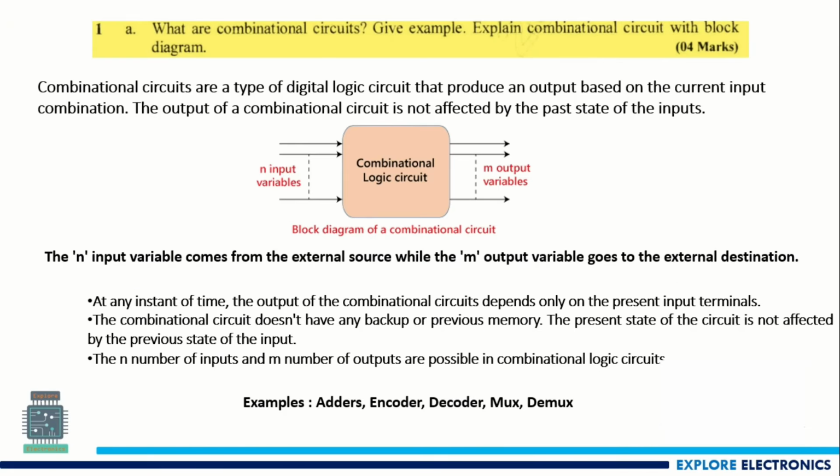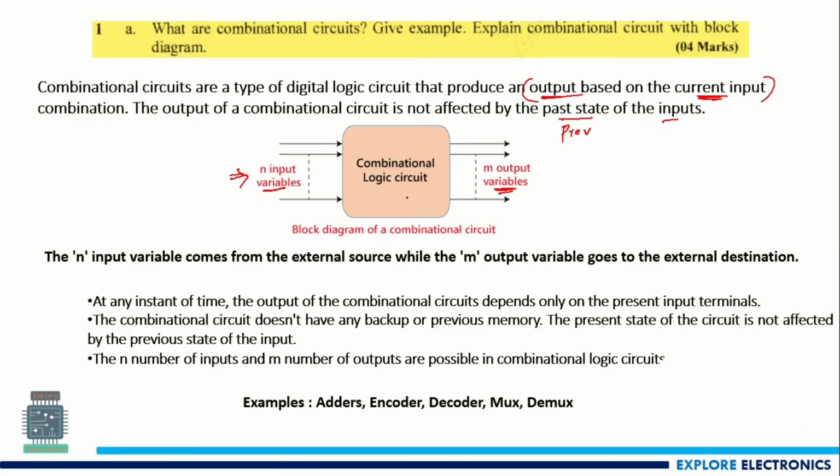What are combinational circuits? Give example. Explain combinational circuit with a block diagram. Here first you need to write the block diagram of the combinational circuit, and also you need to write the definition first. Combinational circuits are a type of digital logic circuits that produce the output based on the current inputs. This is very important here. The output based on the current input combination. The output of a combinational circuit is not affected by past state, means the previous state of the inputs. So whatever the inputs we are going to give, for these inputs the combinational circuit will generate the outputs.